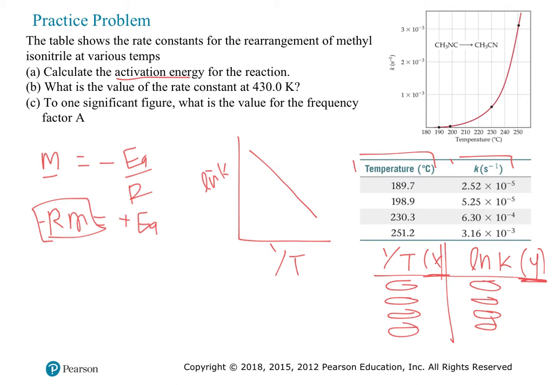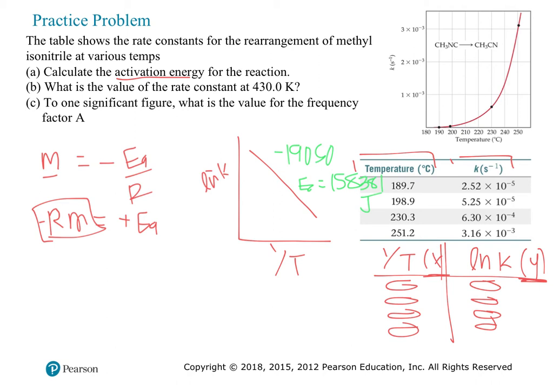So when I did this, I was able to find from the slope that our slope was negative 19,050. So when we multiply that by negative R, we get our activation energy to be equal to 158,381. And that would be in joules. So we could divide by 1,000 to turn into kilojoules. I don't think we need to do that right now, but just fun facts.